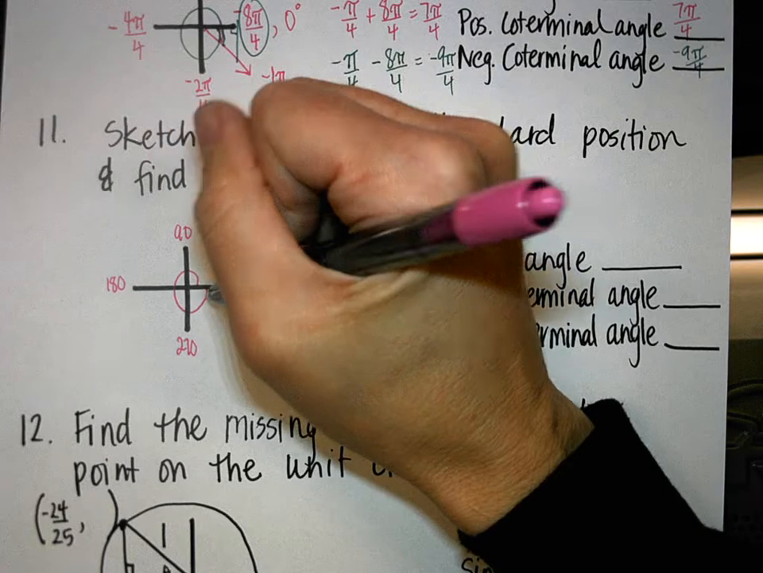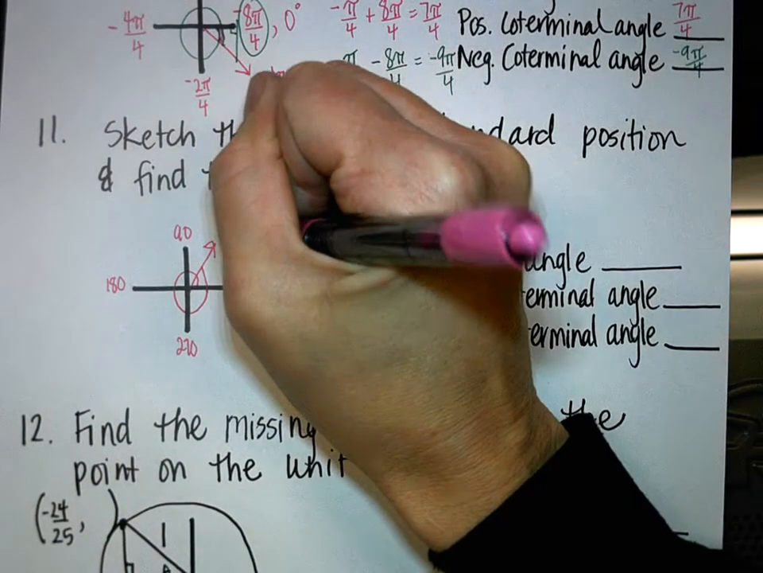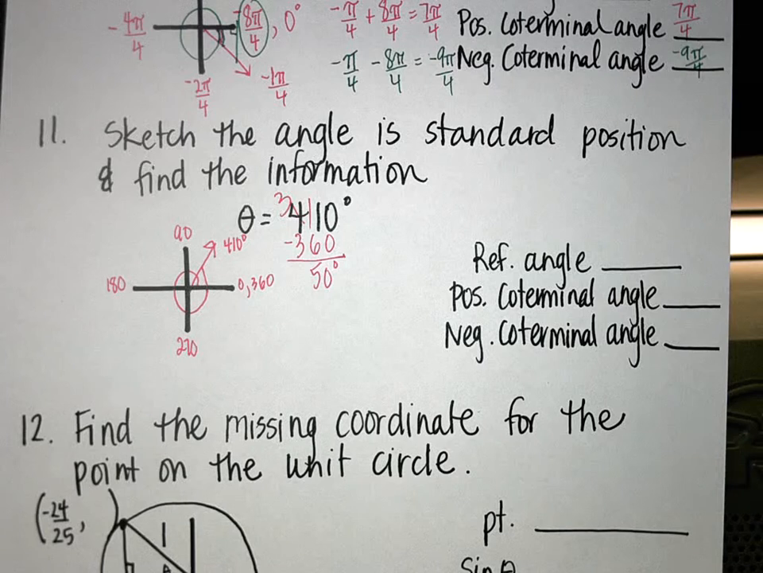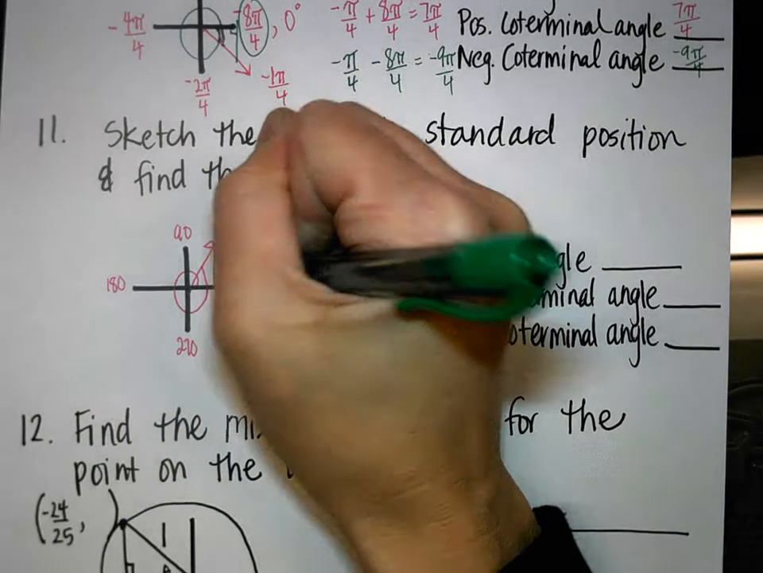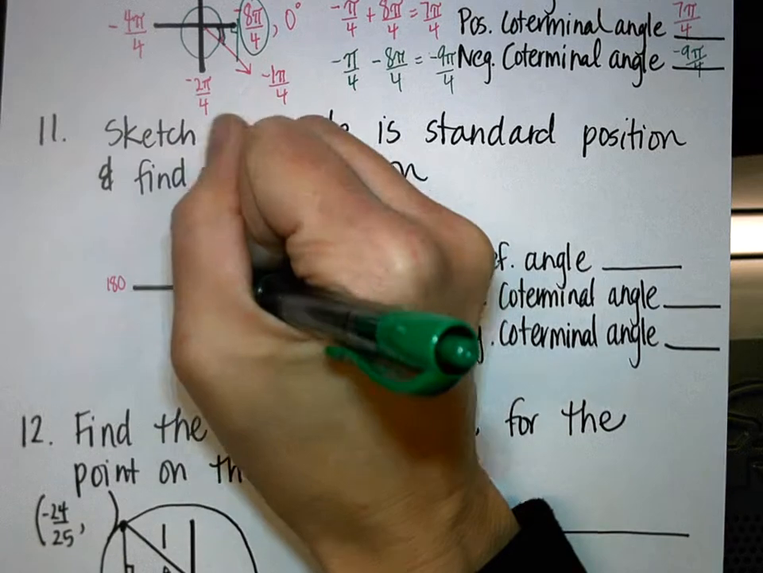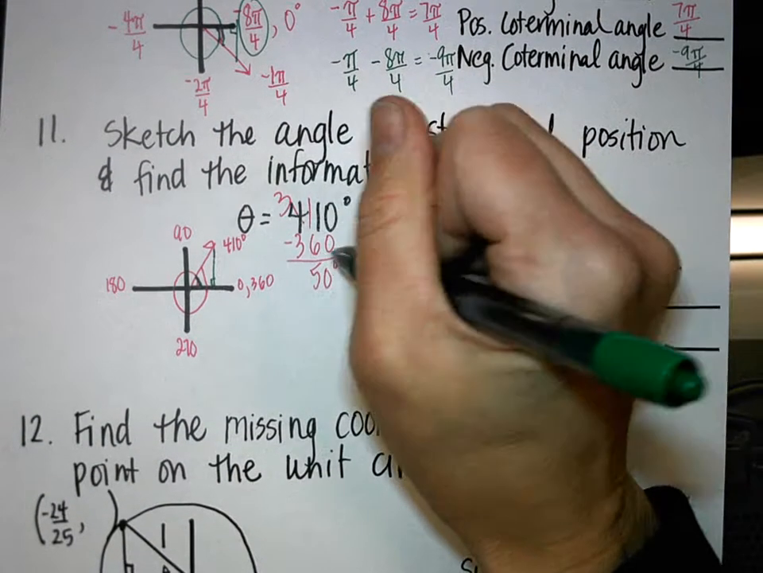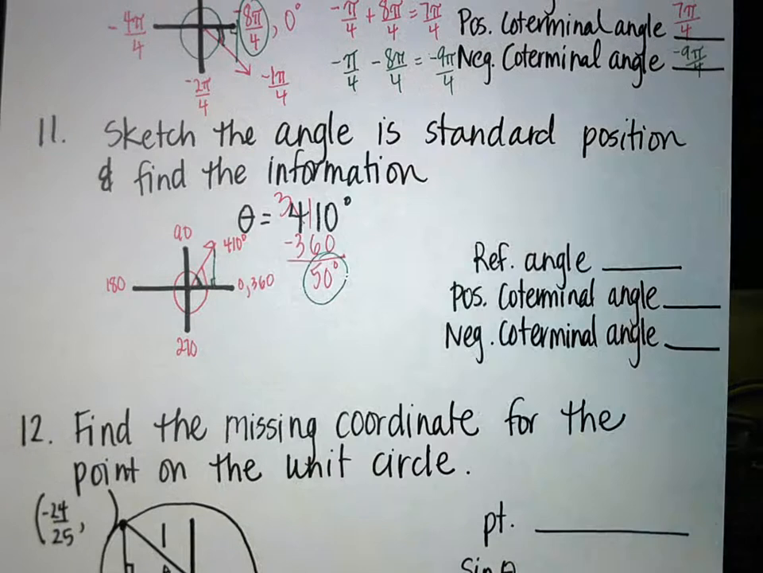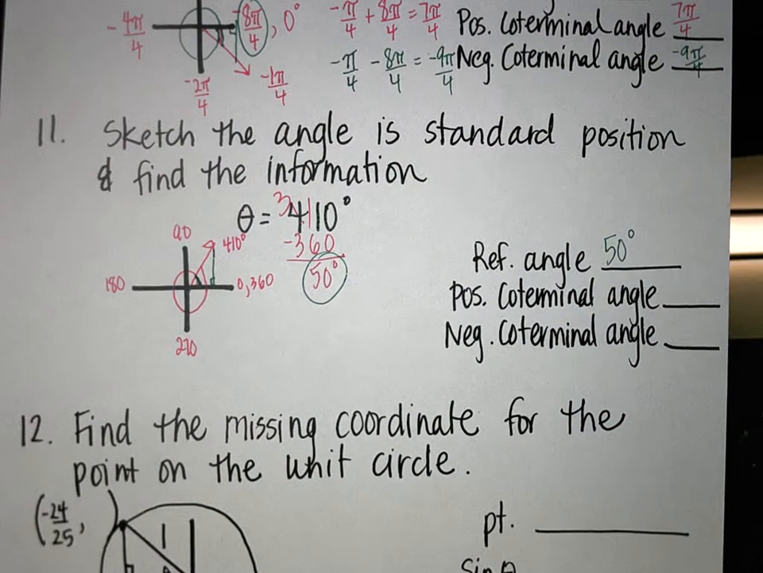So it will end up being in quadrant 1. So this is 410 degrees. We have drawn our angle. And the reference angle always goes to the x-axis. It's always positive. We're trying to figure out this piece right here. Well, we know that piece is 50 degrees because we already figured out how much further it went around. And so the reference angle is 50 degrees.